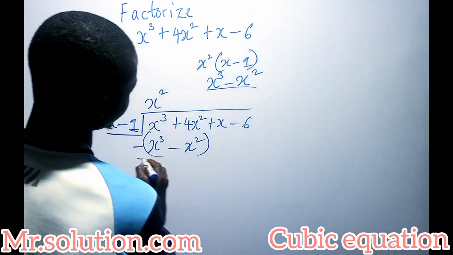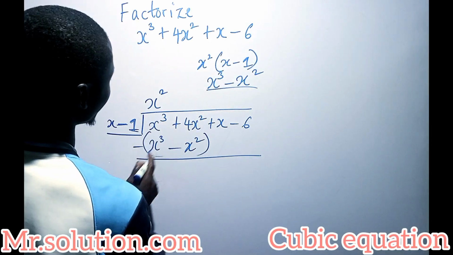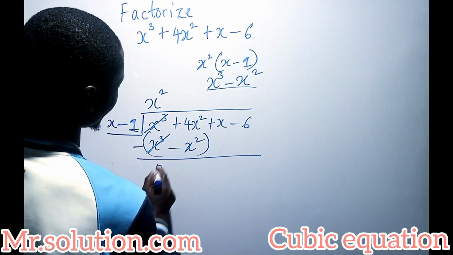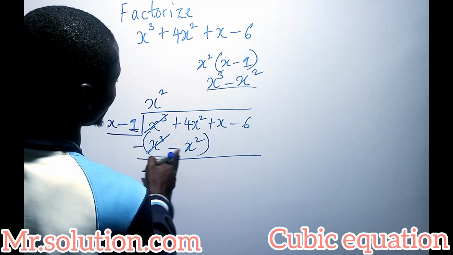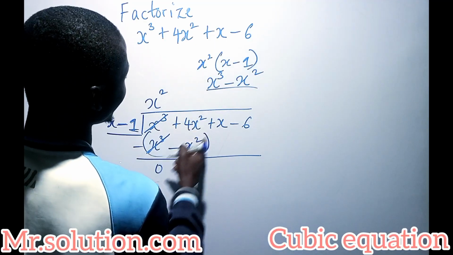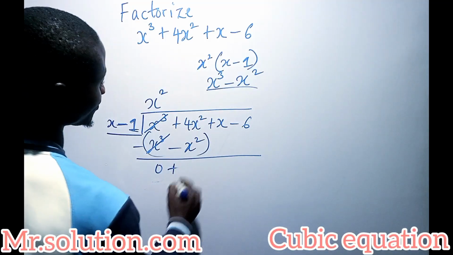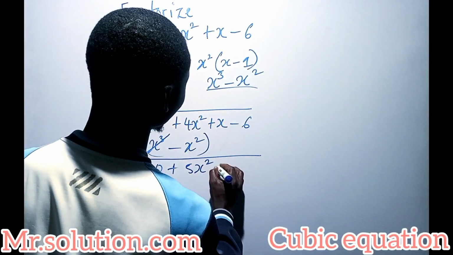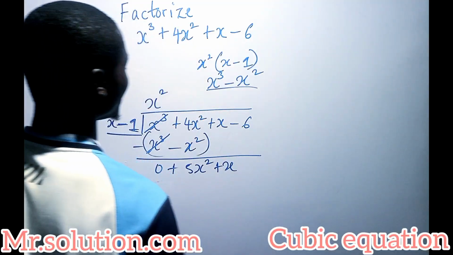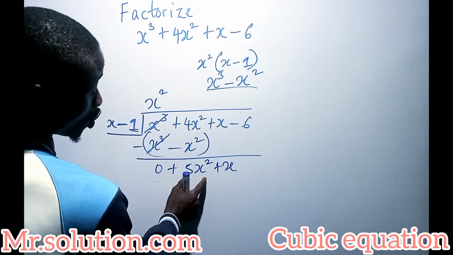To subtract, we say x cubed minus x cubed gives us 0. This minus is going to affect this minus to give us plus. Now we say 4x squared plus x squared gives us plus 5x squared. Now what do you do? You bring this downward. You say plus x. Having done that, you also move further. The way you do for this one, you also do for this.